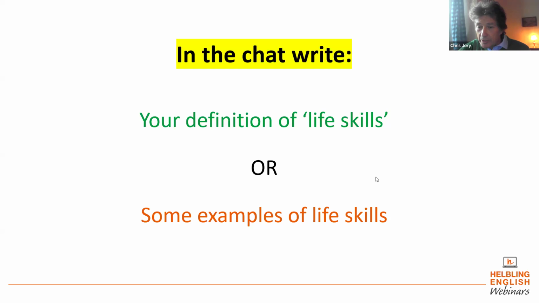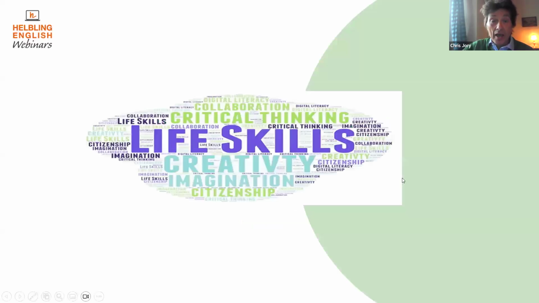Yeah, emotional intelligence, okay, communication skills. Cooking is certainly a life skill. Yeah, skills needed to survive in many areas of life. Yeah, absolutely. So yeah, very good ideas there in terms of both the definitions and examples of life skills.